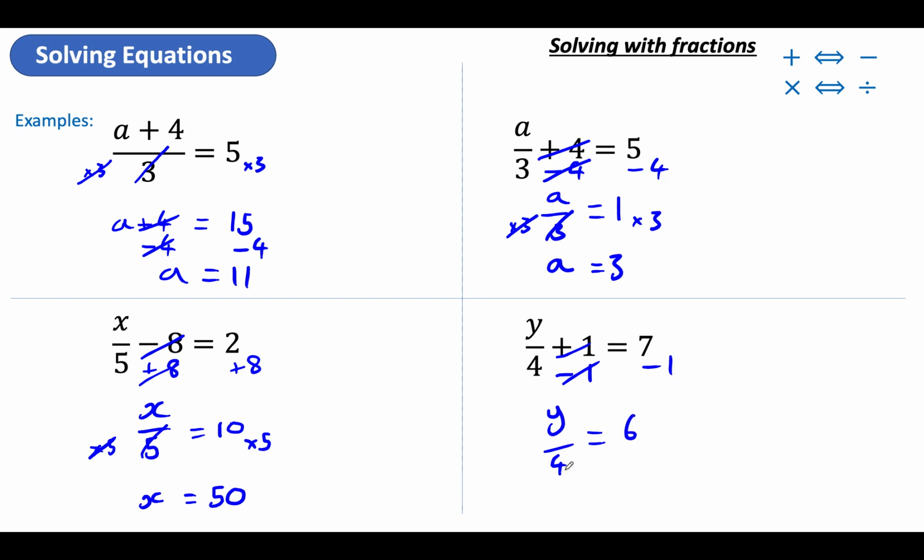Oh, but how do I get rid of this fraction here? Y divided by 4. I don't want it divided by 4. I want it just as y, don't I? And I do the opposite. I times by 4 because divide by 4 times by 4 cancels out to leave y on its own. But I must do the same to this side as well. 6 times 4 is 24.